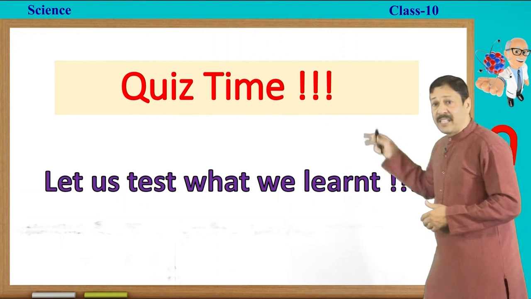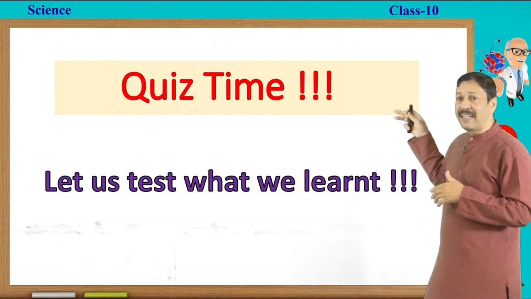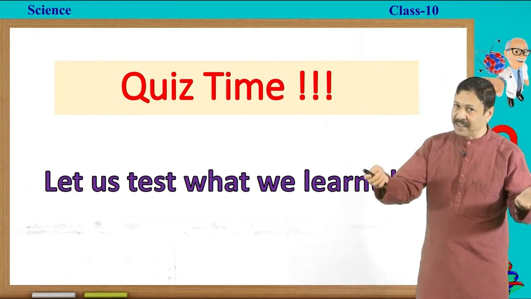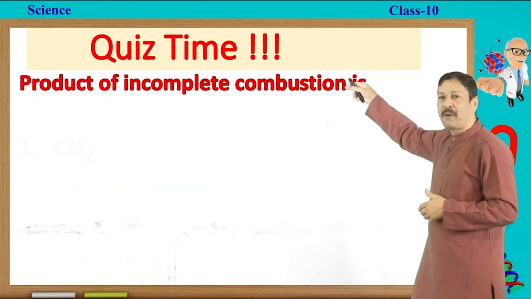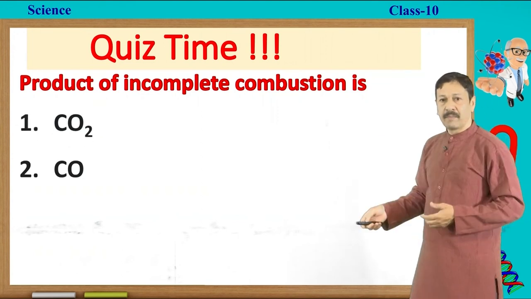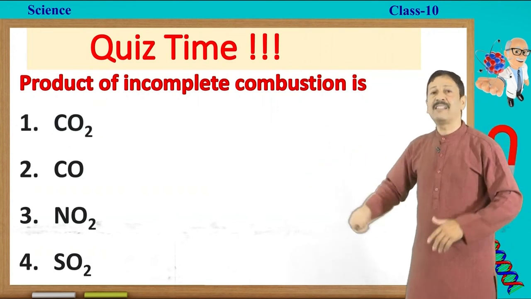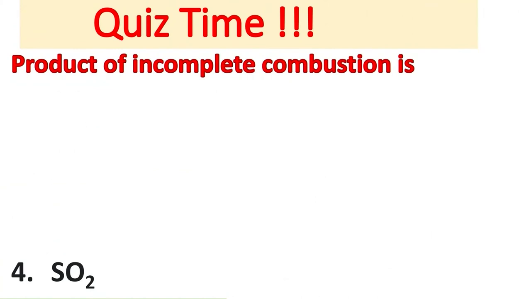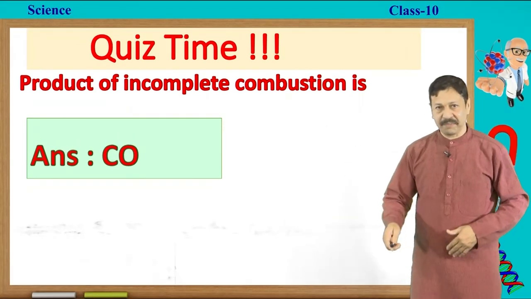Dear children, till now you studied many concepts. Let us test what you learnt. Are you ready? Yes, this is the quiz time. The first question: the product of incomplete combustion is carbon dioxide, carbon monoxide, nitrogen dioxide or sulfur dioxide. What is the answer? The answer is carbon monoxide.